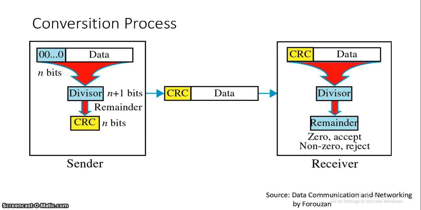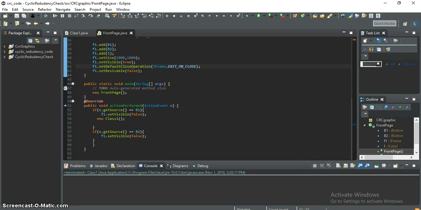On the receiver side, if our modulo 2 operation output remains 0, then there is no error and that will be accepted data. And for a non-zero remainder, we can conclude that there is definitely some error in our transmission channel. Now let's visualize this whole process through Java code. Let me show you my Java code for cyclic redundancy check.